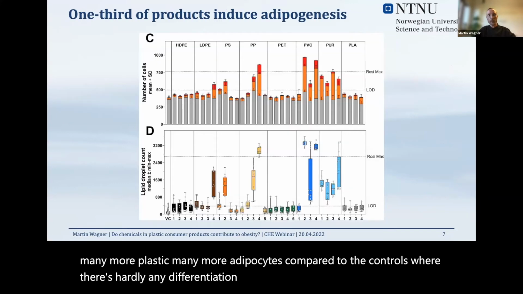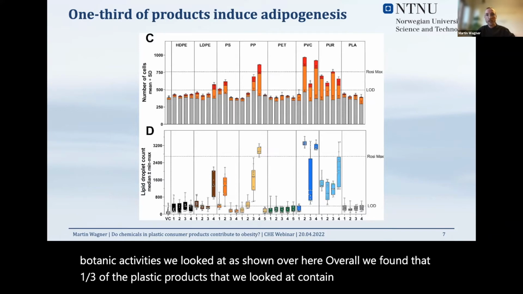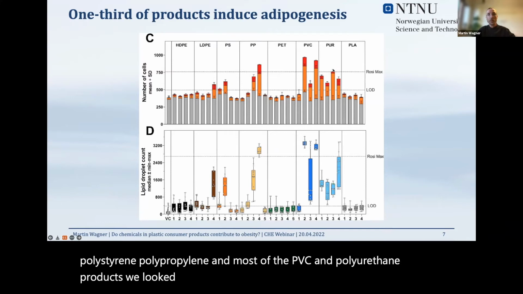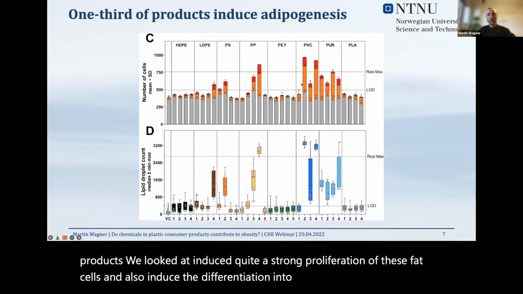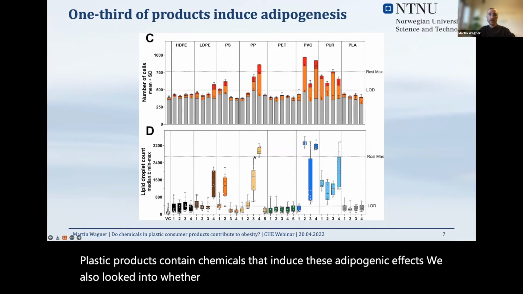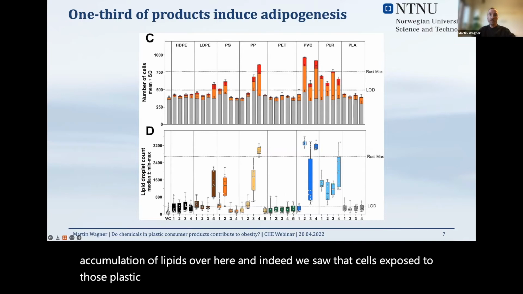A more quantitative look at these adipogenic activities is shown over here. Overall, we found that one third of the plastic products that we looked at contained chemicals that induce adipogenesis. You see here plastic products made from low density polyethylene, polystyrene, polypropylene. And most of the PVC and polyurethane products we looked at induced quite a strong proliferation of these fat cells and also induced a differentiation into full-grown adipocytes. So plastic products contain chemicals that induce these adipogenic effects. We also looked into whether these effects would result in a higher accumulation of lipids. And indeed, we saw that cells exposed to those plastic extracts had many more lipid droplets in them compared to controls. And in some cases, these responses were quite potent.